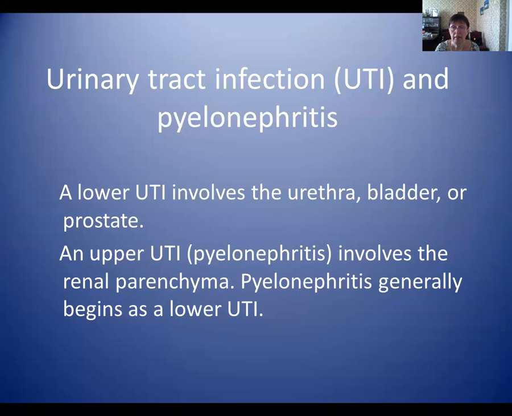Well, the next pathology about which we will speak is called urinary tract infection. A lower urinary tract infection involves the urethra, bladder, or prostate. But upper urinary tract infection, which involves the kidneys, is called pyelonephritis, and it involves the renal parenchyma. Pyelonephritis generally begins as a lower urinary tract infection, and then the infection goes up to the kidneys.